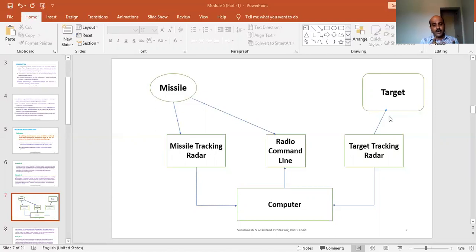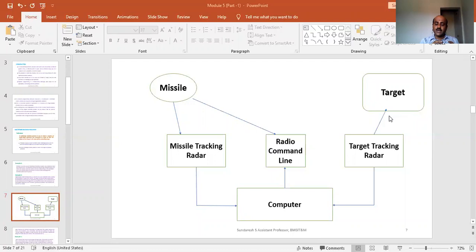So both are important. The time interval and the speed are both very important, and the target is very important for us. So the missile will be in continuous touch with the computer, and the radar is the one which will track the missile, and there is another radar which will track the target. So all these commands will be taken by the computer, and the computer will start generating new commands for the new directions and the speed.